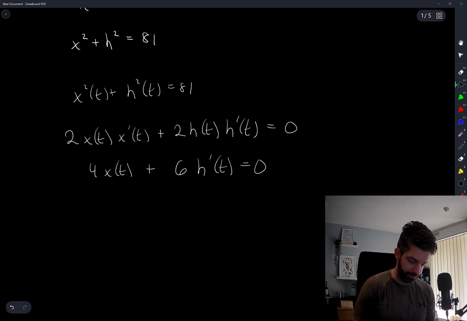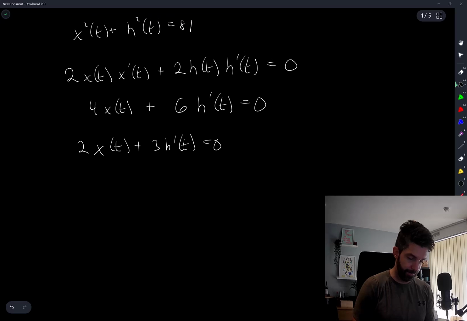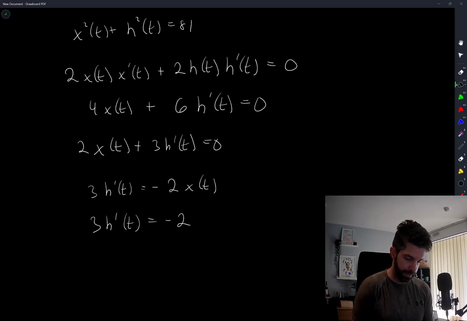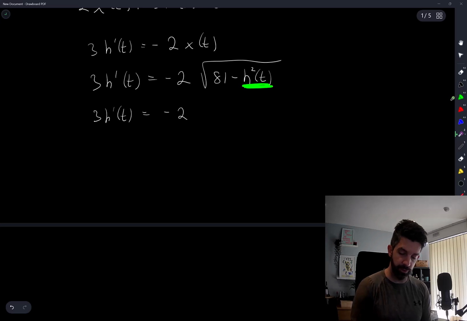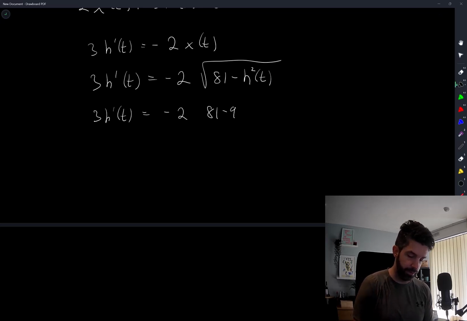So I have 2x of t plus 3 h prime of t is equal to 0. And if I rearrange this, I have 3 h prime of t is equal to negative 2 x of t. Now x is equal to the square root of 81 minus h squared. And once again, on the right-hand side, we're told that h at the time we're interested in is equal to 3. So this is the square root of 81 minus 9.